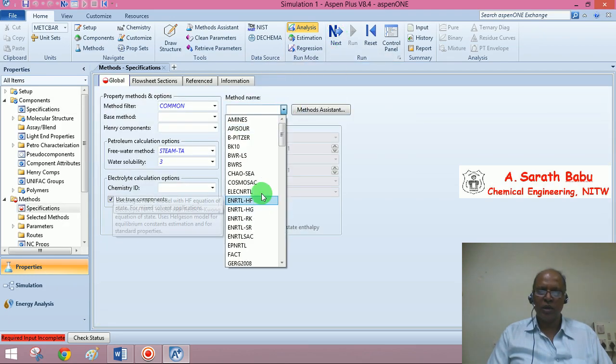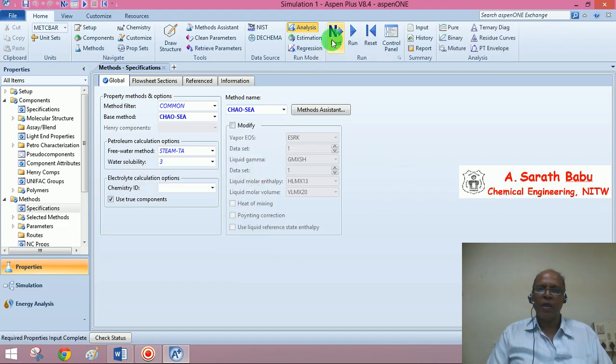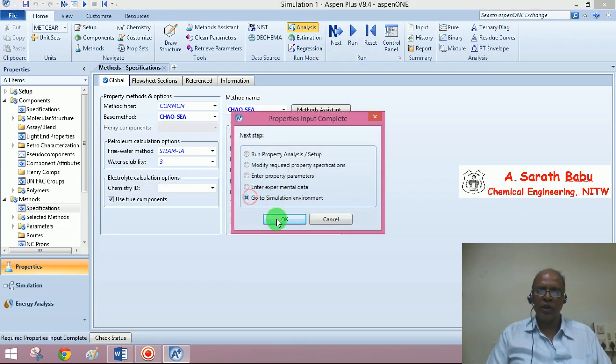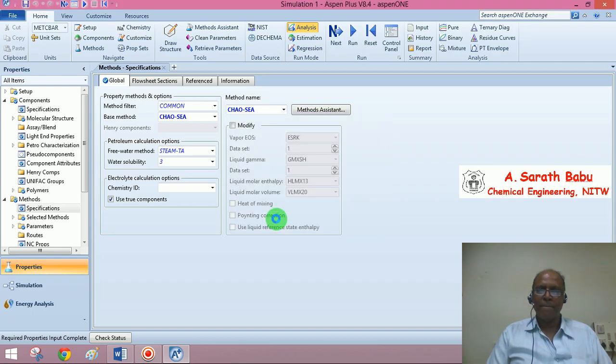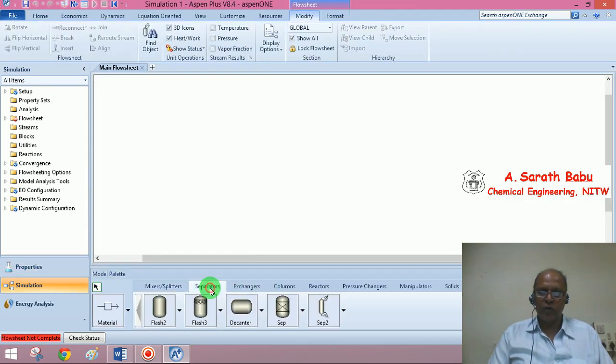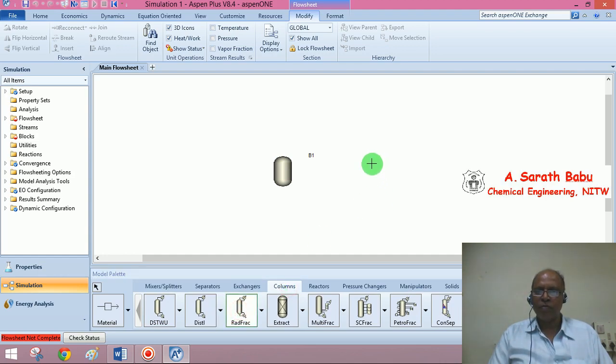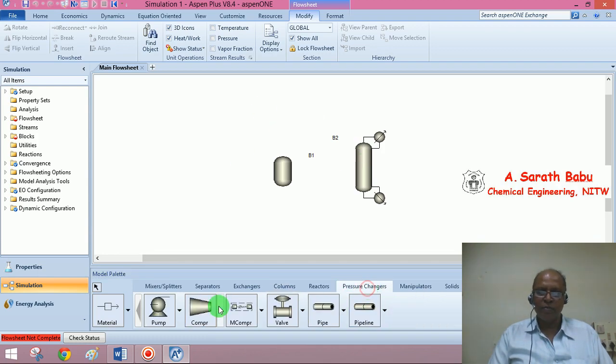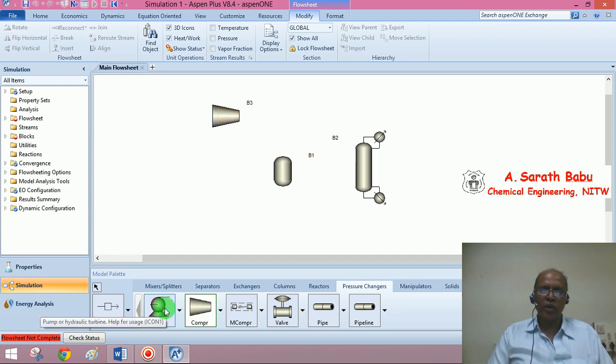Let us select Chao-Seader. Next, go to the simulation environment. Now the first one that we have is a flash column followed by a RadFrac model followed by a compressor, right? So these are the three models that we have.